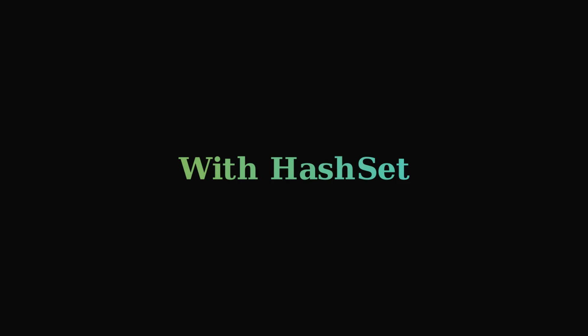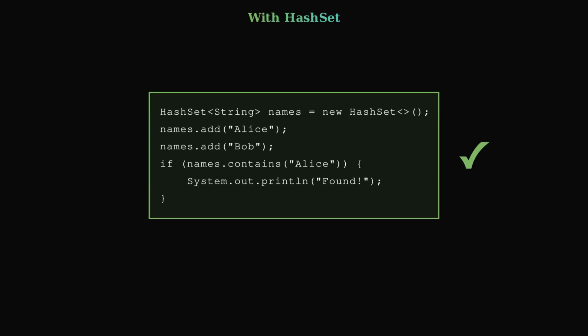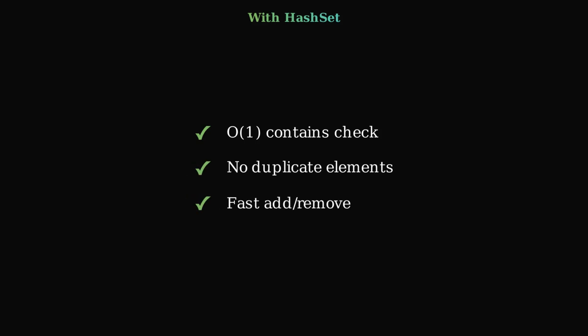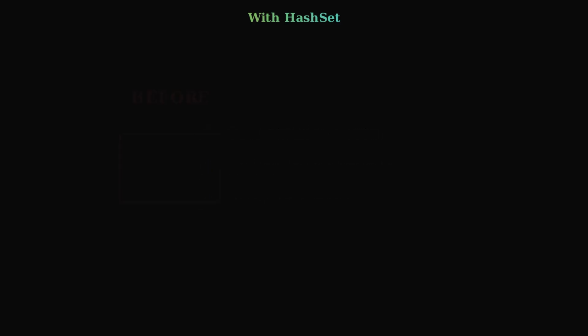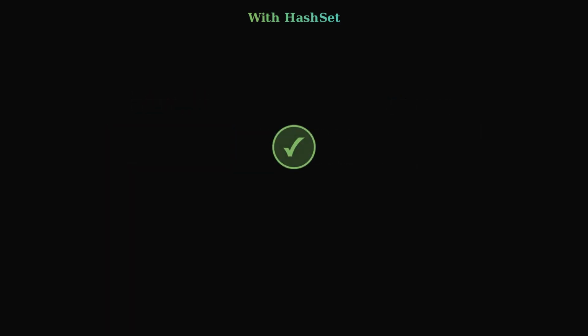Here comes the solution. HashSet. Look how clean the code is now. O(1) contains check. No duplicate elements. Fast add/remove. Compare the difference. And that is why we use HashSet.